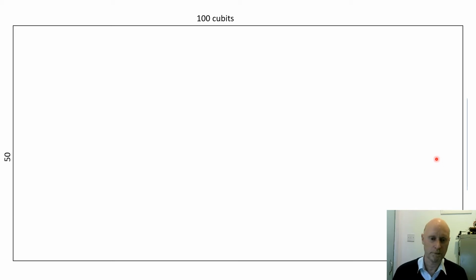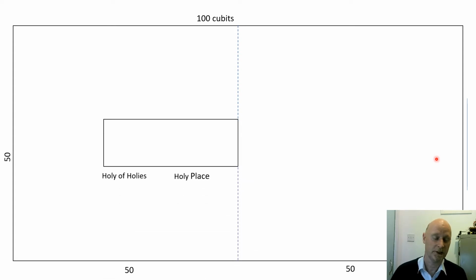But if you think about it, it's kind of two 50 by 50 squares next to one another, and that's how I'm going to look at it. Now if we take that and we place the tabernacle tent just in the middle, so that the door here would be right in the middle of this rectangle, so it's on the edge of one of these squares on this dimension, but in the center in this dimension.